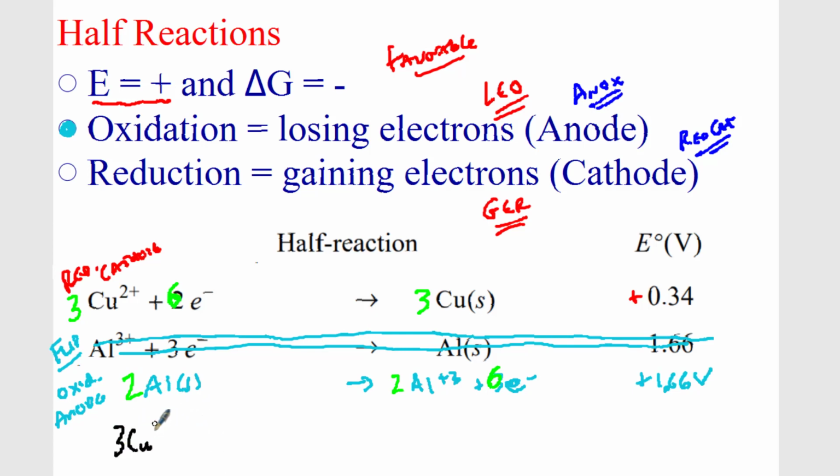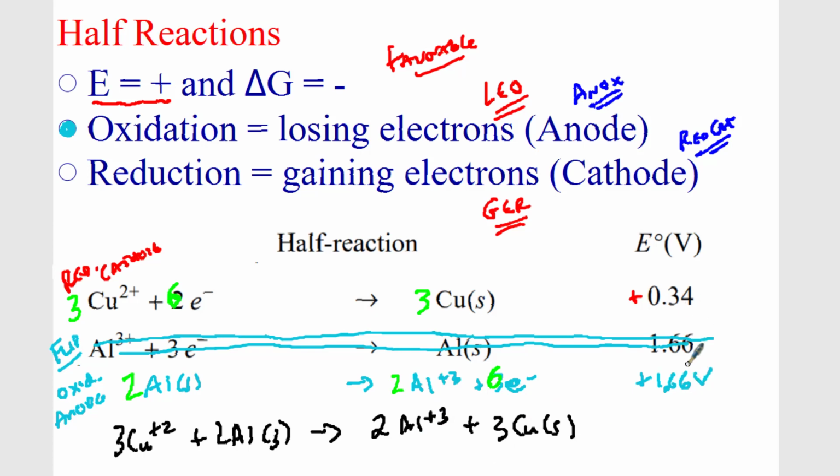So what's happening in this reaction? We have 3 copper ions, which are aqueous, plus 2 aluminum solids. And what we're making on this side is 2 aluminum plus 3 aqueous, plus 3 copper solids. And I'm going to add these two things together: 1.66 plus 0.34, and that gives me a voltage of positive 2.00 volts.